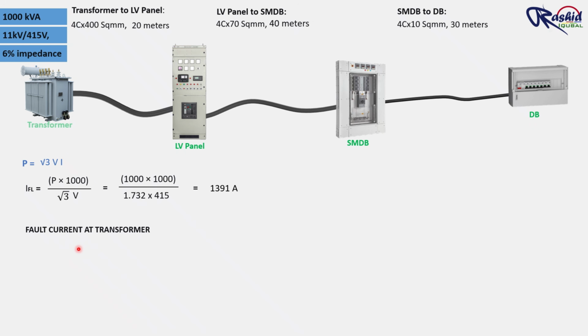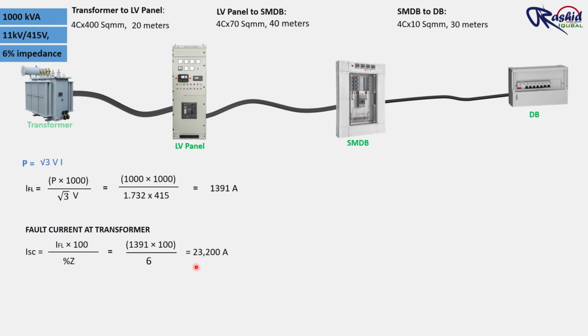Here we need to calculate short circuit current. So the formula is ISC. This SC is the suffix of short circuit current. So ISC equal to IFL, what we calculated here, 1391, multiplied by 100 divided by Z percentage. This is impedance percentage. Impedance percentage, I said it is 6, which is mentioned on the transformer label plate. Let me substitute all these values, equal to 1391 multiplied by 100 divided by 6. After solving this equation, we get 23,200 amps. This is the short circuit current.